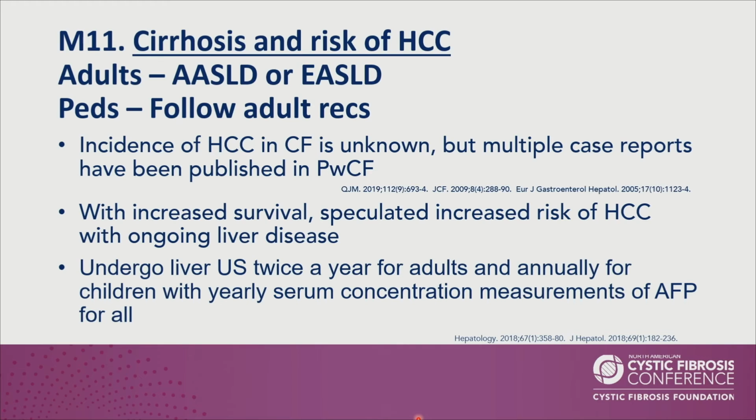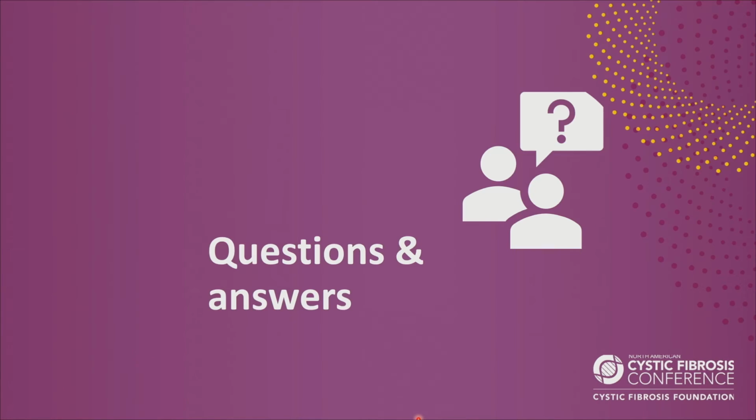So the recommendation right now is that if you know your patient has cirrhosis, for adults to undergo ultrasound at least twice annually looking for a mass, and annually for children, with a yearly serum concentration measurement of AFP for all. And that's the last recommendation I have to share.